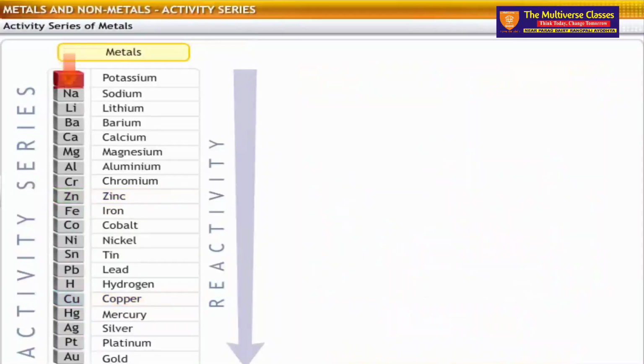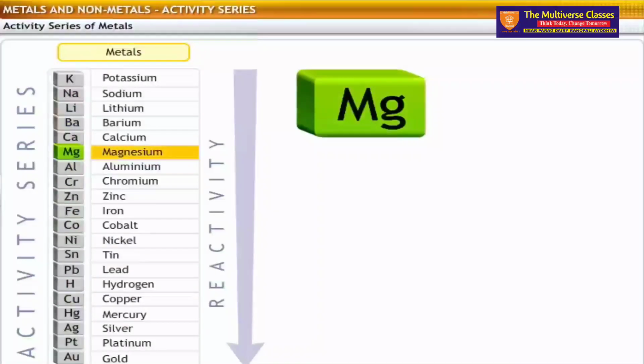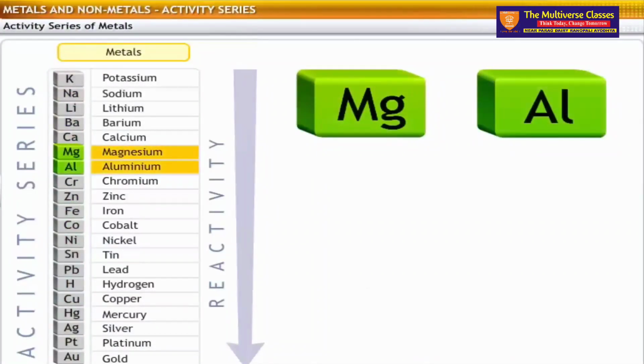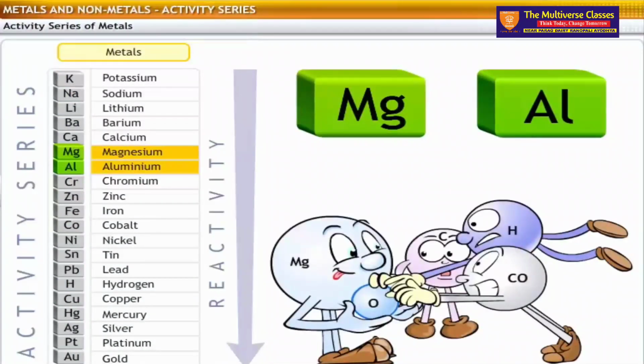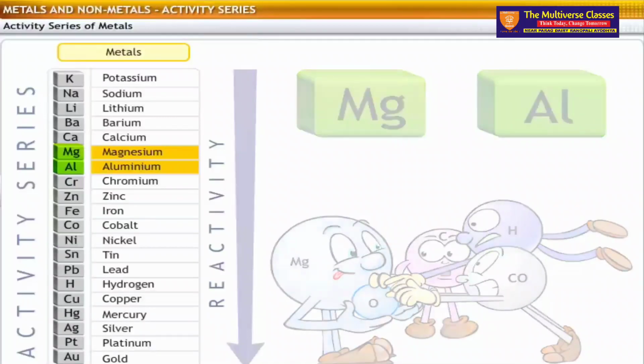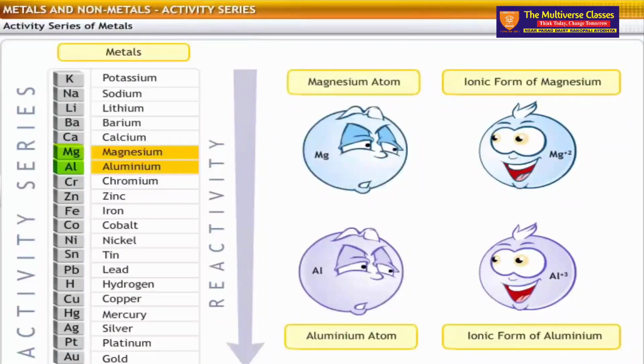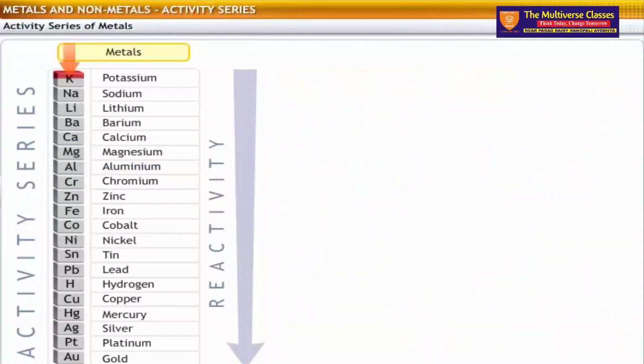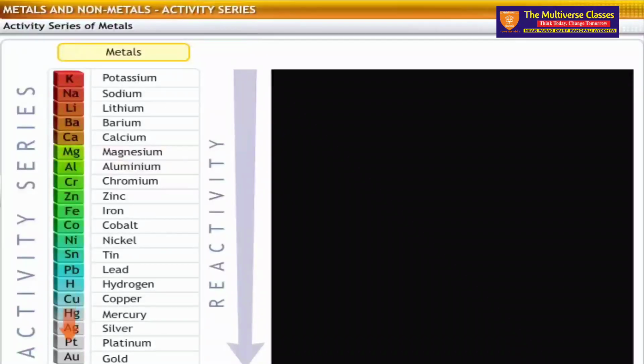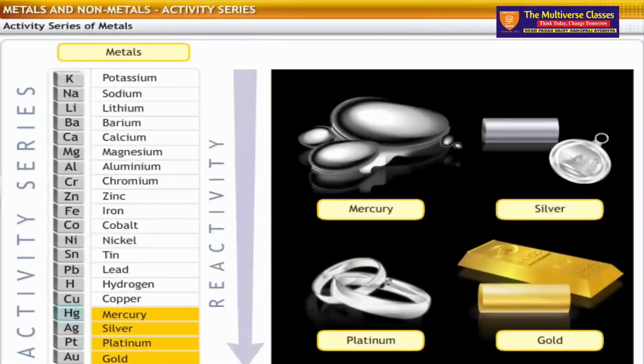As you move down the series, oxides of highly reactive metals like magnesium and aluminium are not reduced easily either by hydrogen, carbon, or carbon monoxide. This is because the ionic forms of magnesium and aluminium are more stable than their atoms. Moving further down, metals that are placed below copper do not rust easily because of their low reactivity.